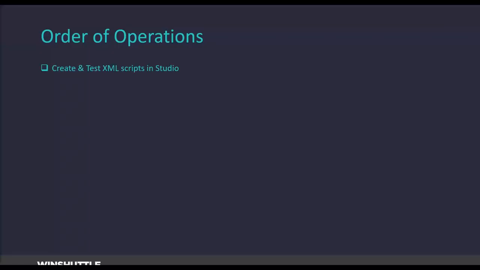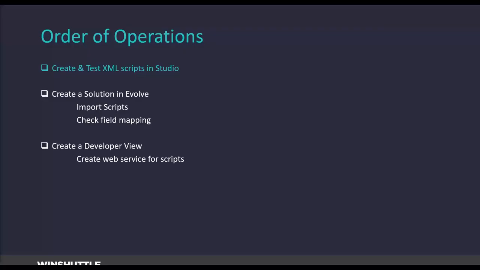The first thing we need to do is create and test XML scripts in Studio. We did that. We made sure they are working. Then we created the solution in Evolve. We imported our scripts. We checked field mapping. The next thing we'll do is create what's called a developer view.